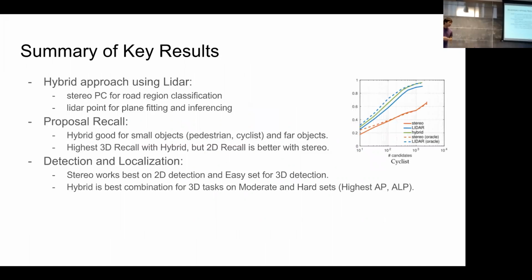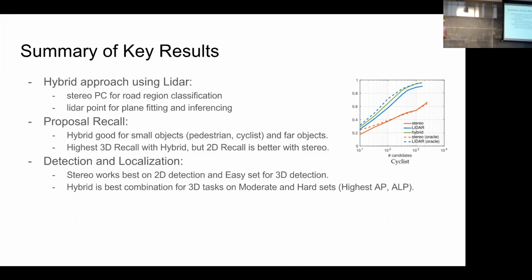So this is another set of key findings that I want to mention from this paper. They also study using a hybrid approach, which means they use the stereo point cloud for region proposal classification, but they use LiDAR data for the actual plane fit. The difference between the LiDAR point cloud and the stereo point cloud is that LiDAR is much more sparse, but more accurate for further distances. So you can actually fit a much more accurate plane.